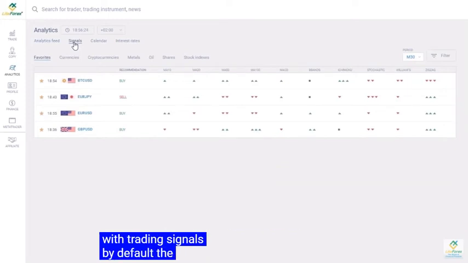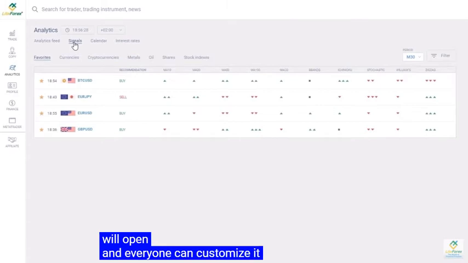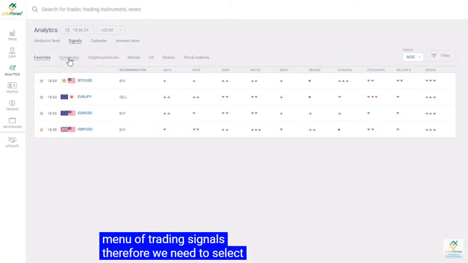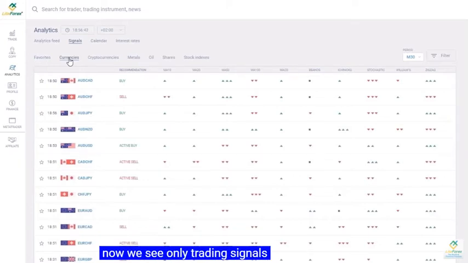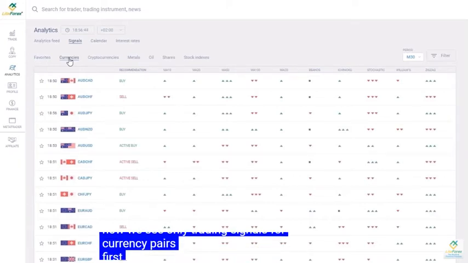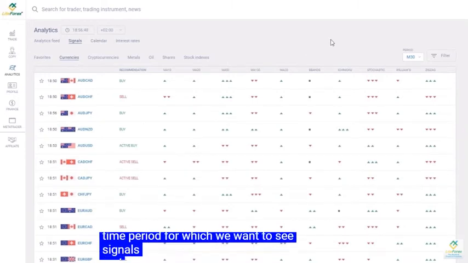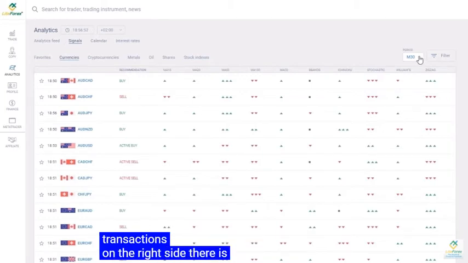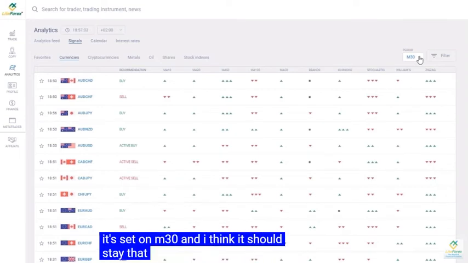By default, the Favorites tab of course will open, and everyone can customize it for themselves. We are now interested in the general menu of trading signals, therefore we need to select the Currencies tab. Now we see only trading signals for currency pairs. First of all, we need to decide on the time period for which we want to see signals and on which we plan to make transactions. On the right side there is a period button. It's set on M30 and I think it should stay that way.